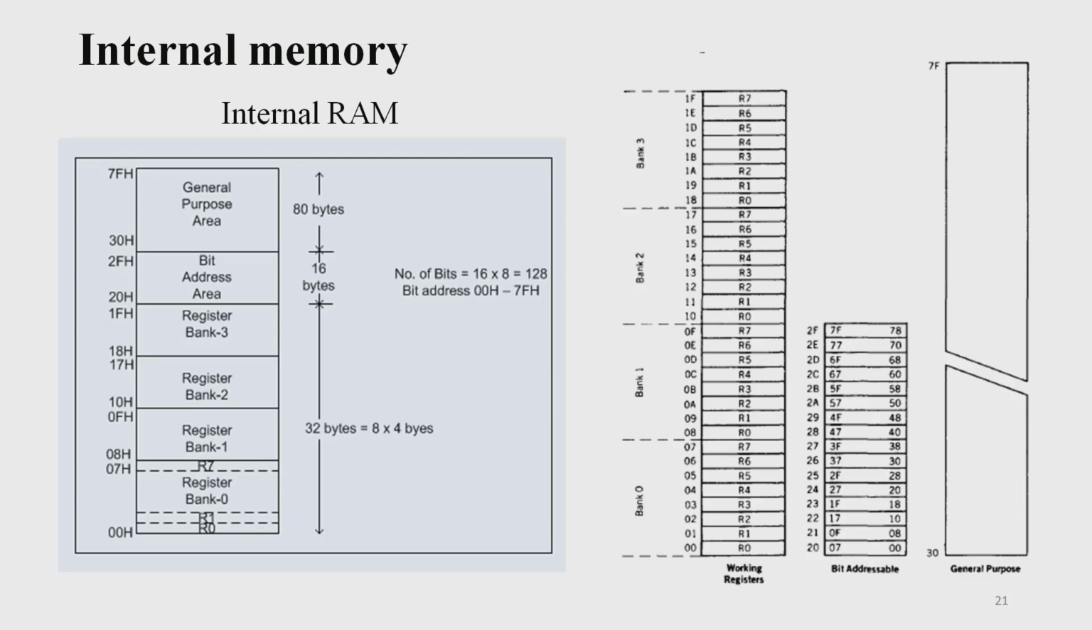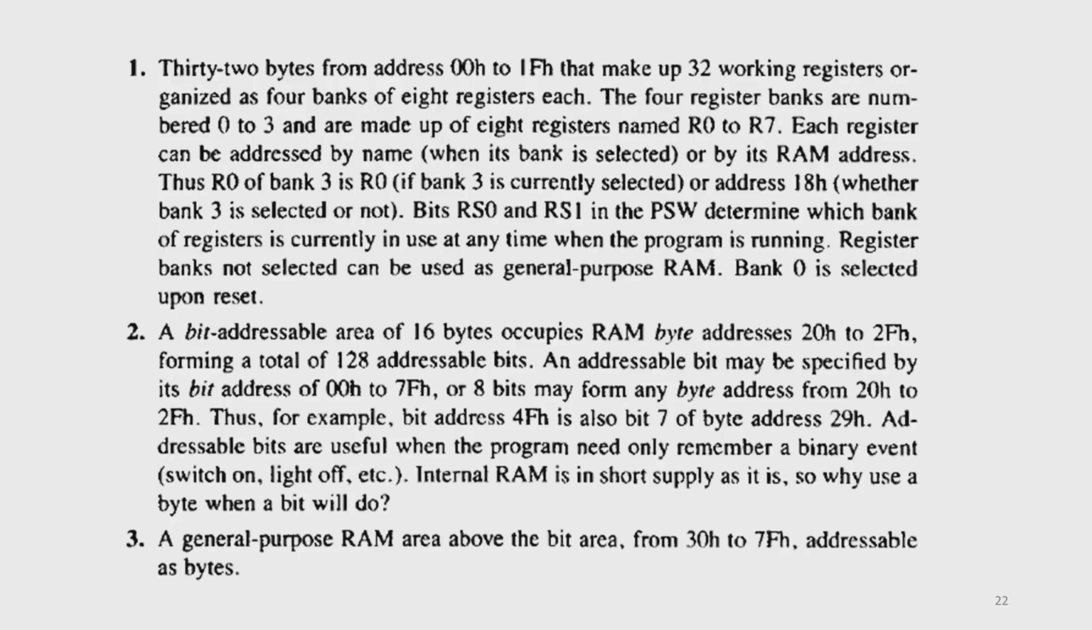And beyond the bank registers, the area located at 20 to 2F is known as the bit addressable area. This bit addressable area is used for any type of calculation and any type of storage. Any result can be stored within this area. And beyond 2F, that is from location 30 to 7F, it is considered the general purpose area. The size of each location is 8 bits. So the internal RAM size is 128 bytes. This 128 bytes can be categorized into these 3 distinguished areas. All the special features are given in this description.